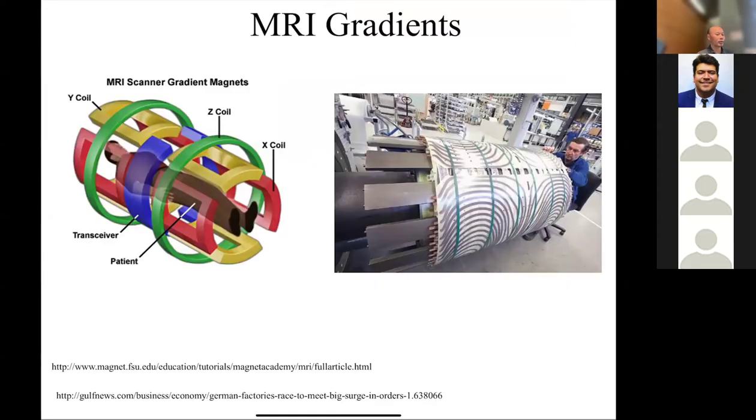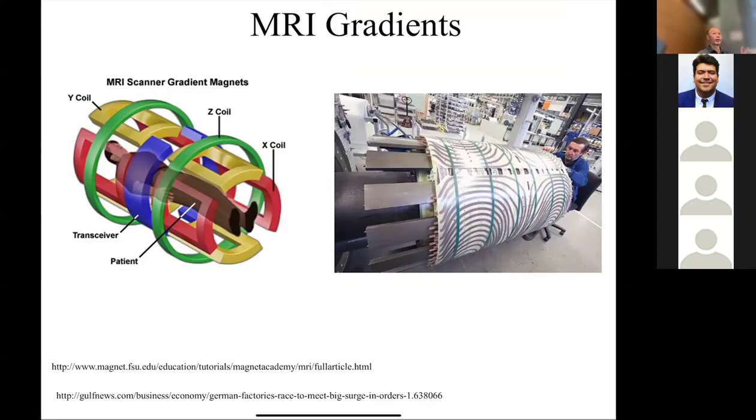The last coil we're going to talk about is the gradients. There are typically going to be three gradient coils: an X gradient coil, a Y gradient coil, and a Z gradient coil. Their job is to create changes in the field, and this is what lets you do imaging.